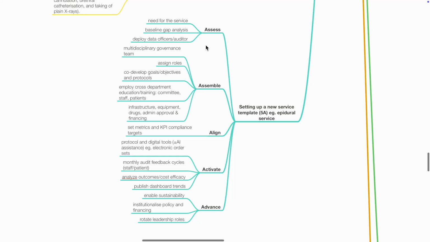Next is align: set metrics and KPI compliance targets. Activate protocol and digital tools such as electronic order sets, monthly audit feedback cycles for staff and patient, analyze outcomes and cost efficiency, and publish dashboard trends. Last is advance: enable sustainability, institutionalize policy and financing, and rotate leadership roles.